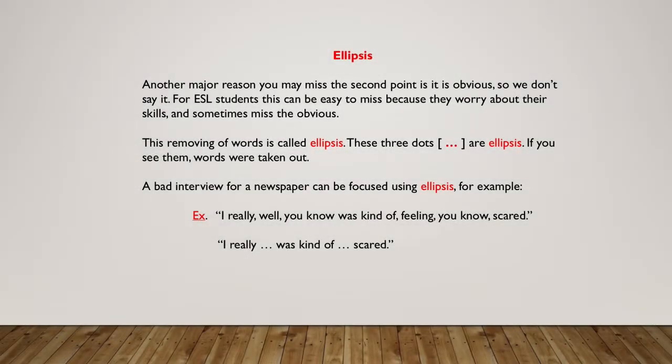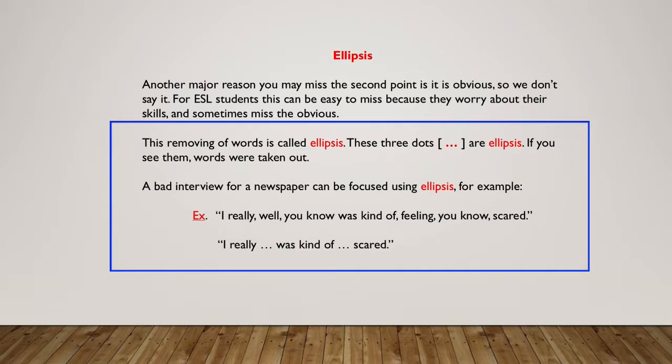Another issue that can make the second point not so obvious is ellipses. And this is when we remove words that are obvious. For ESL students, this can be easy to miss because they worry about their skills and sometimes miss the obvious. This removing of words is called ellipses. These 3 dots are ellipses. If you see them, words were taken out.